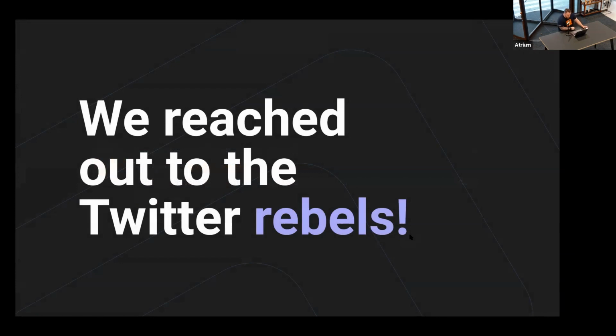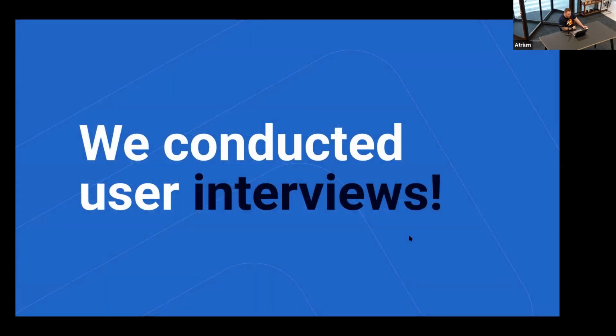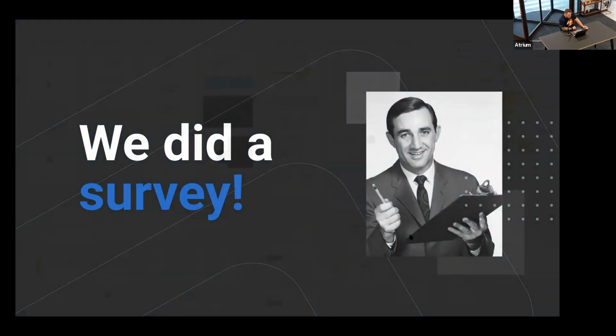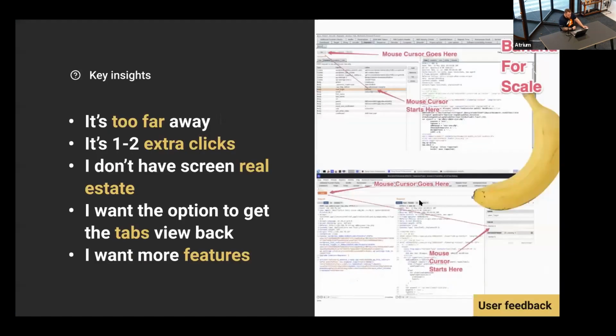Following the launch, we reached out to the Twitter rebels. We conducted interviews with some of those individuals. We did a survey and we collated all of that along with telemetry to form the strategy that we were going to move forward with. So the key insights that we gained from the feedback was that the inspector was too far away. On the right, you can see a screenshot which was from user feedback, and they felt the need to add a banana to it for scale.